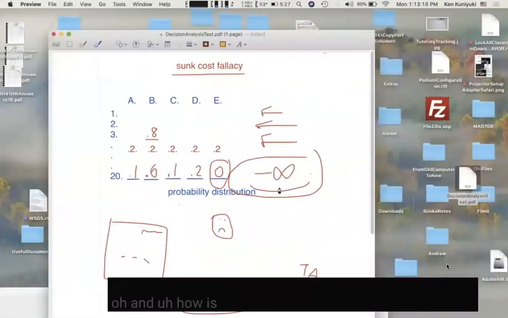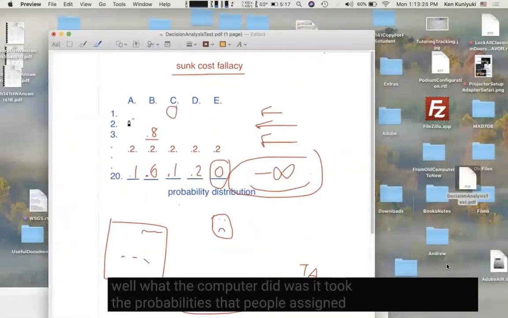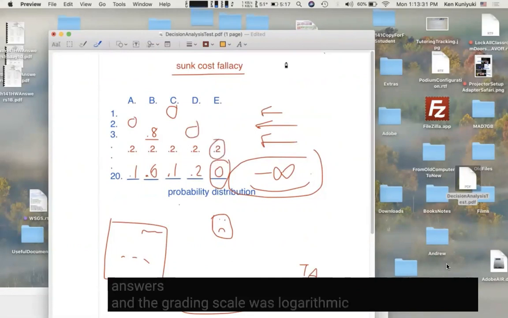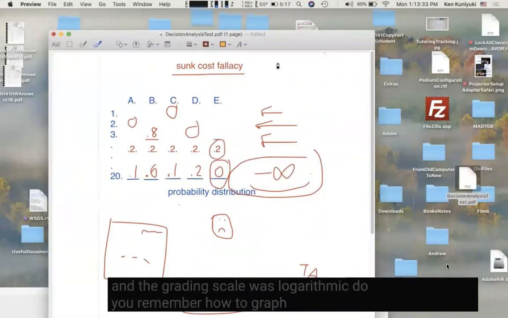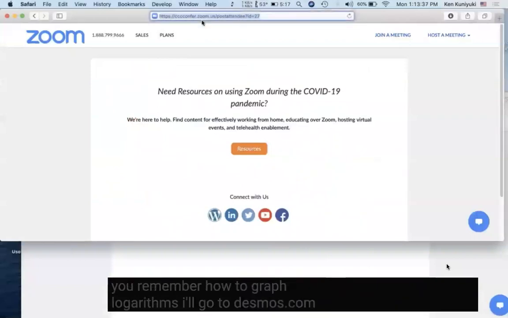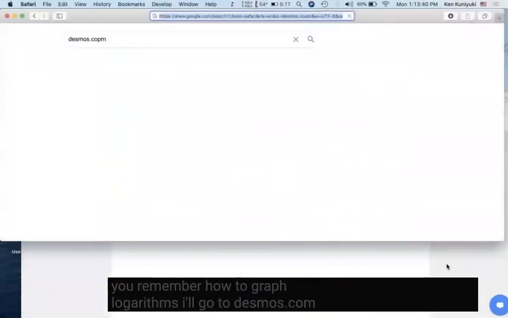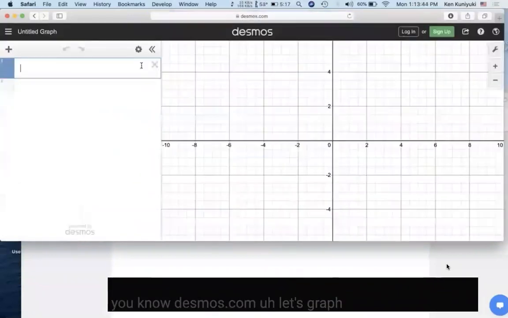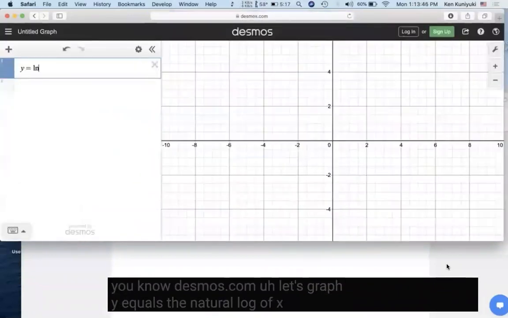Oh, and how is a negative infinity possible as the raw score? Well, what the computer did was it took the probabilities that people assigned to what turned out to be the correct answers. And the grading scale was logarithmic. Do you remember how to graph logarithms? I'll go to desmos.com. Do you know desmos.com? Let's graph y equals the natural log of x.